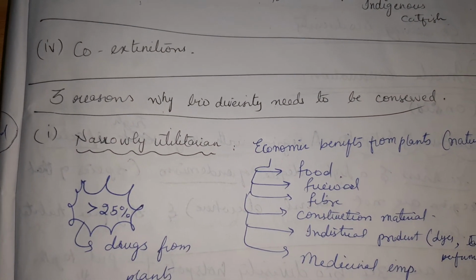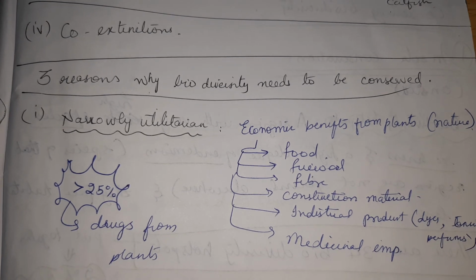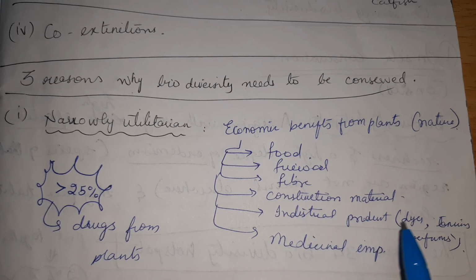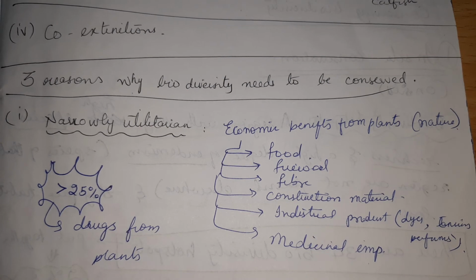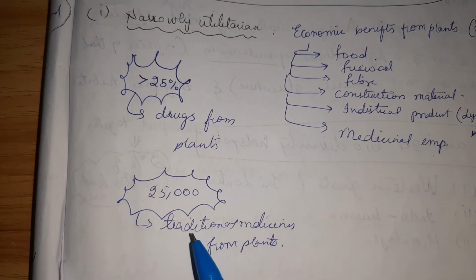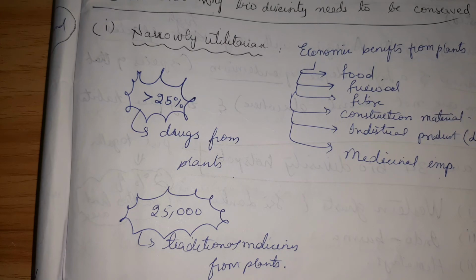Now, there are three reasons why biodiversity needs to be conserved, discussed here. The first one is narrowly utilitarian, which means that we get economic benefits from plants and nature. These economic benefits include food, fuel, fiber, firewood, construction material, and industrial products like dyes, tannins, and perfumes. Medical importance is also there. More than 25% of drugs are derived from plants, and 25,000 traditional medicines are also derived from plants. So this is the narrowly utilitarian point of view for conserving our biodiversity.